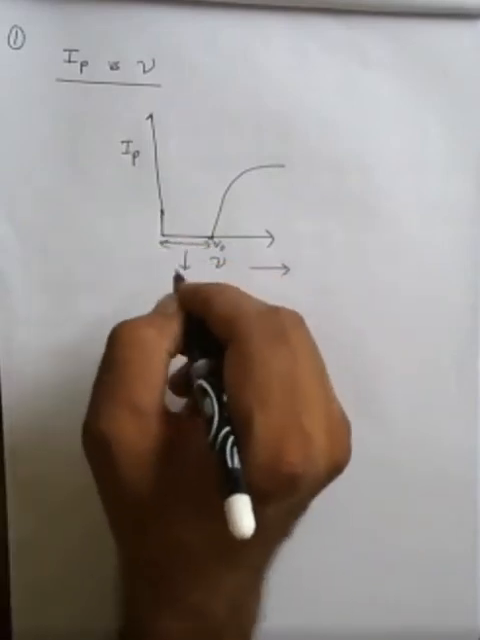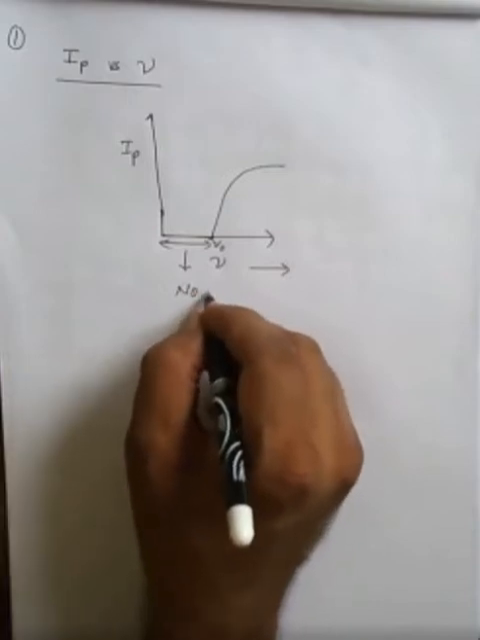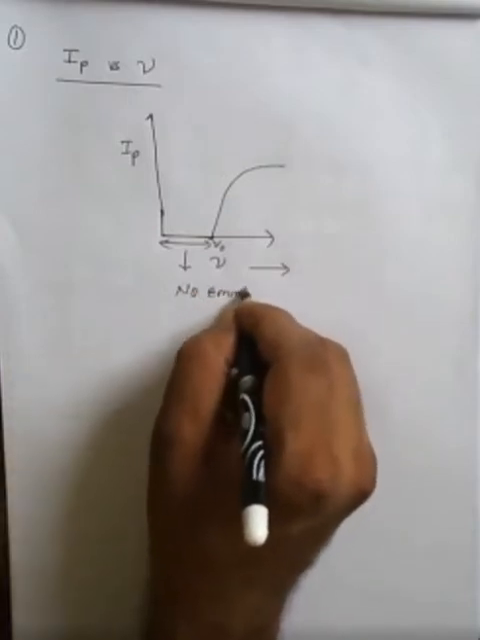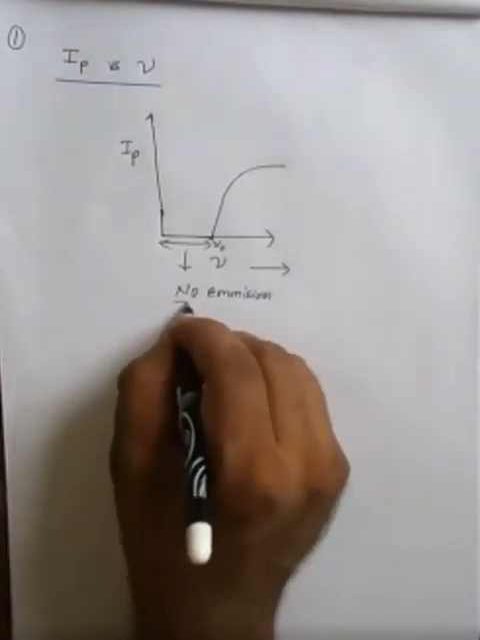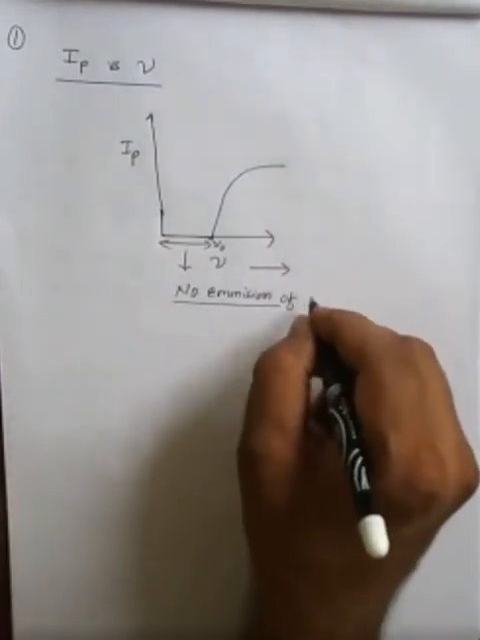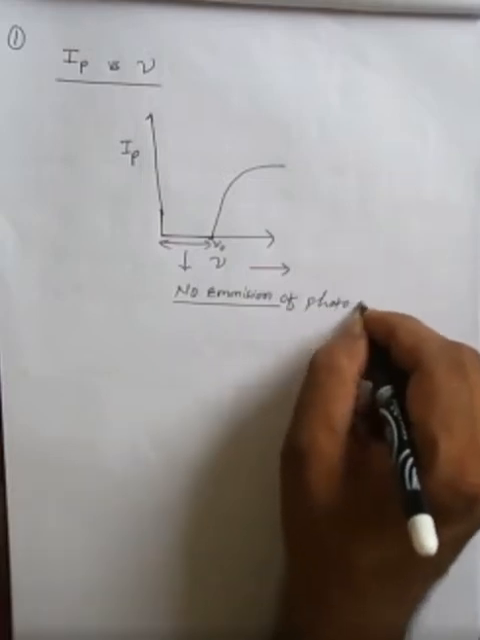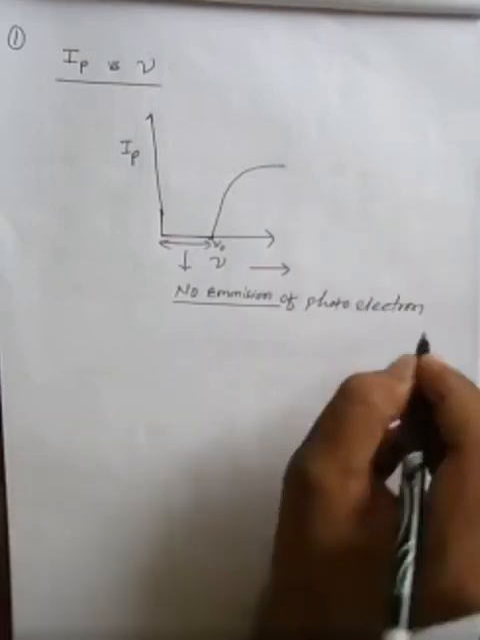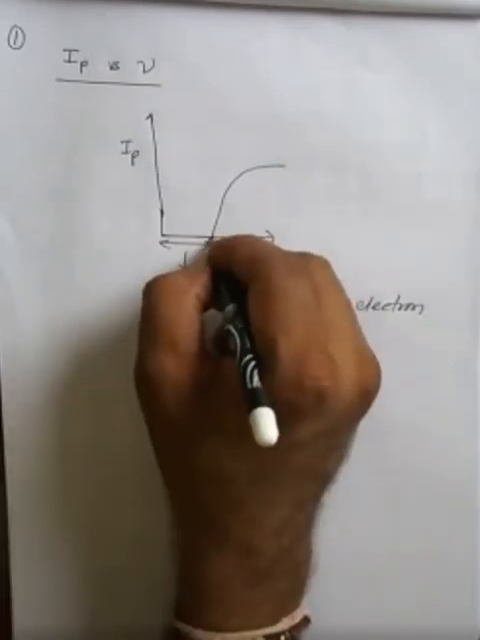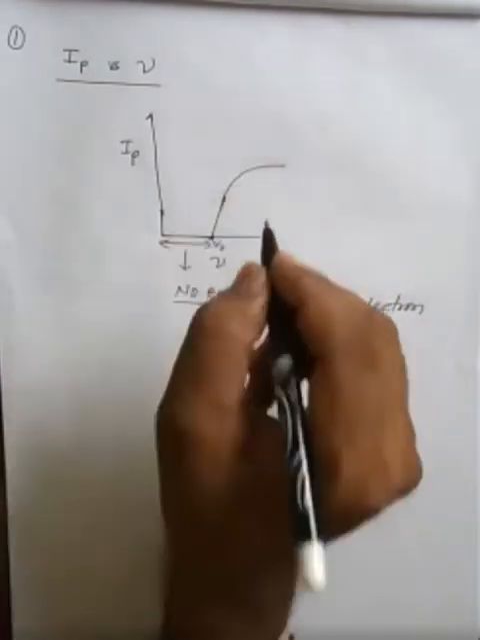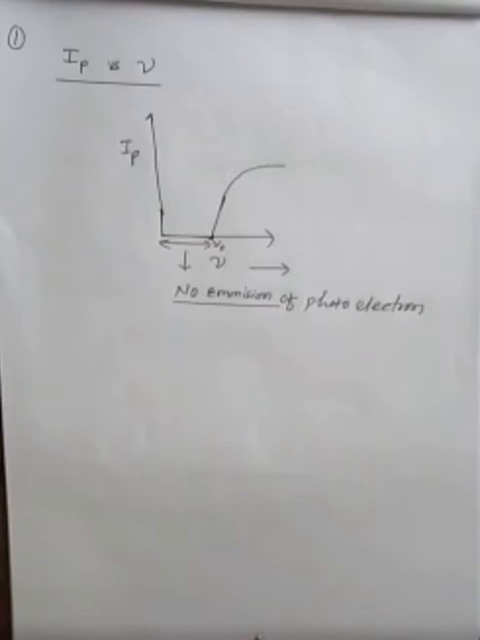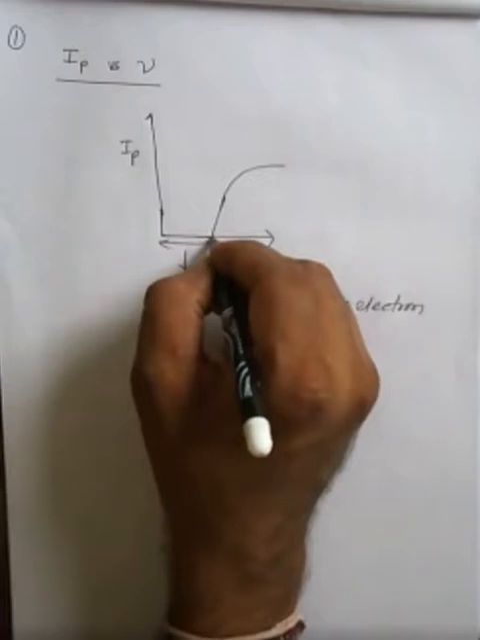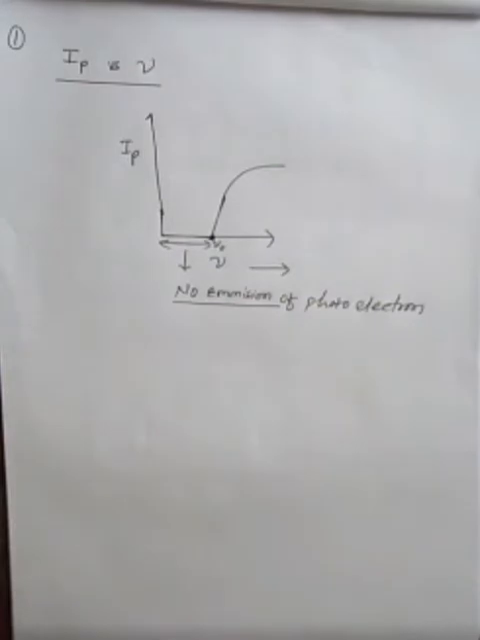It means no emission of photoelectrons. And then beyond this frequency, mu 0, we see an increase in the photoelectric current. It means the emission of photoelectrons takes place beyond this frequency of the incident radiation.